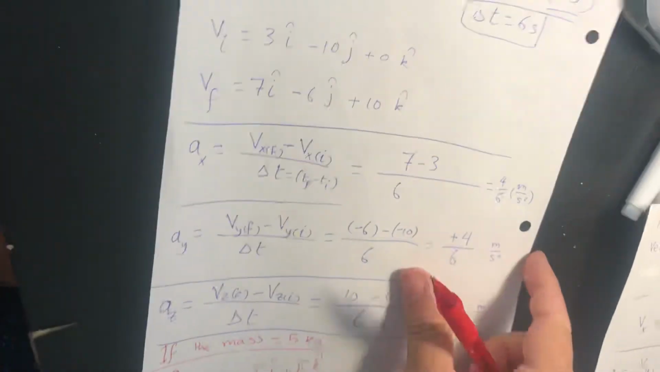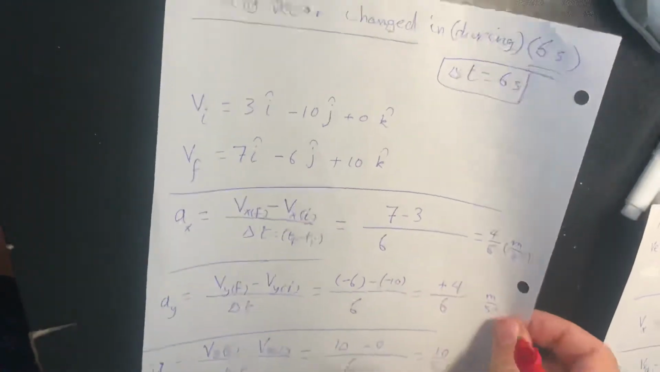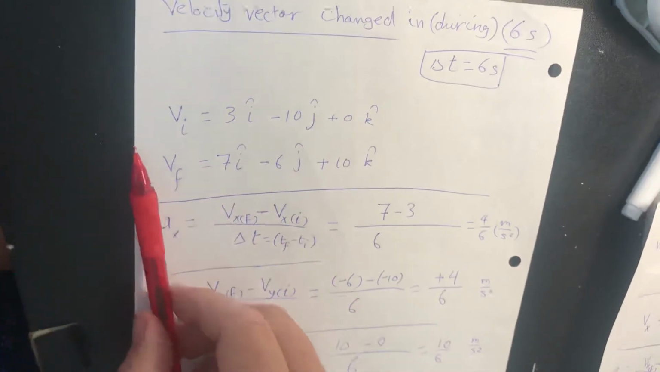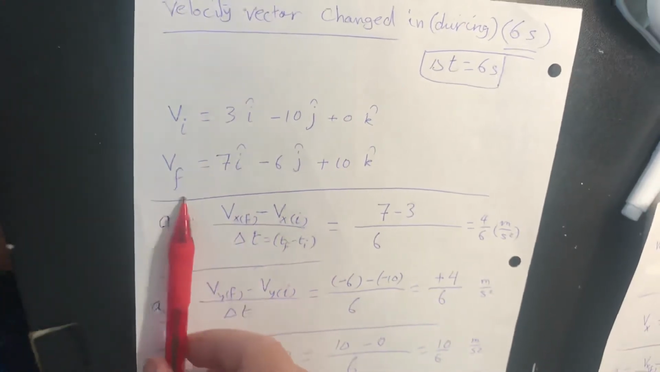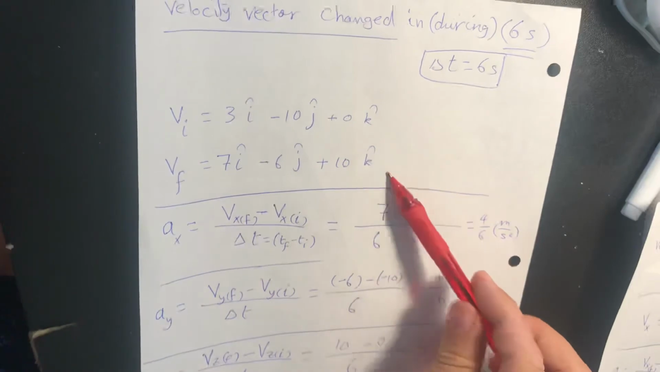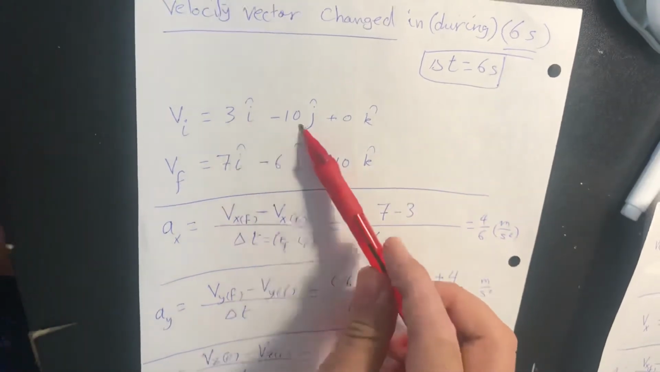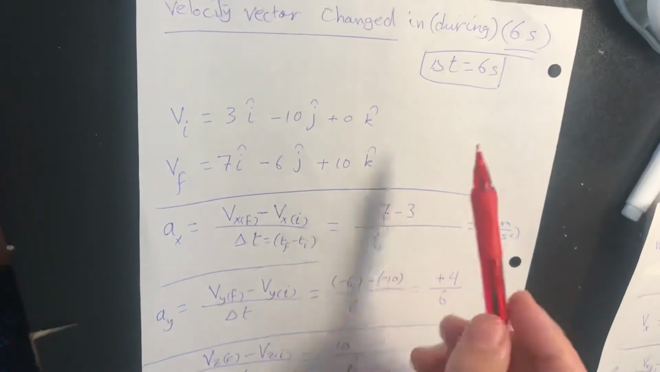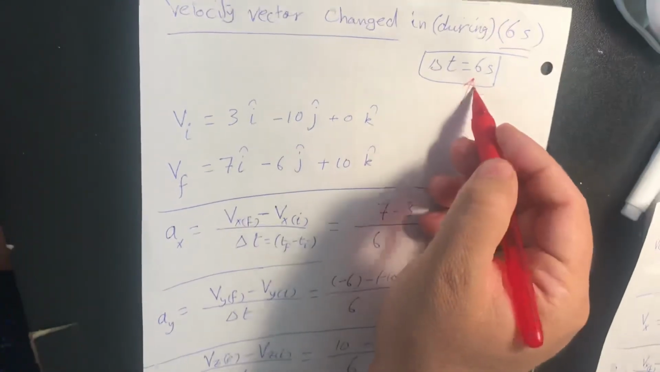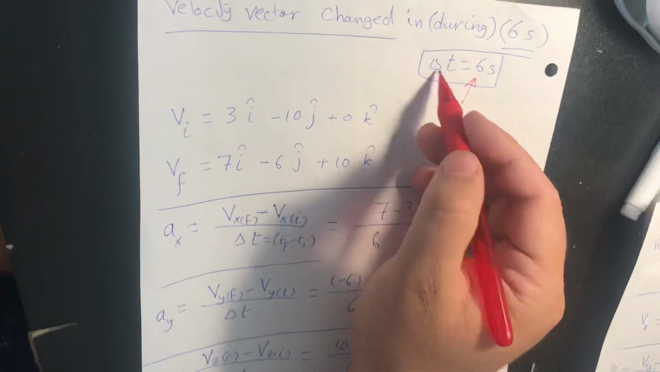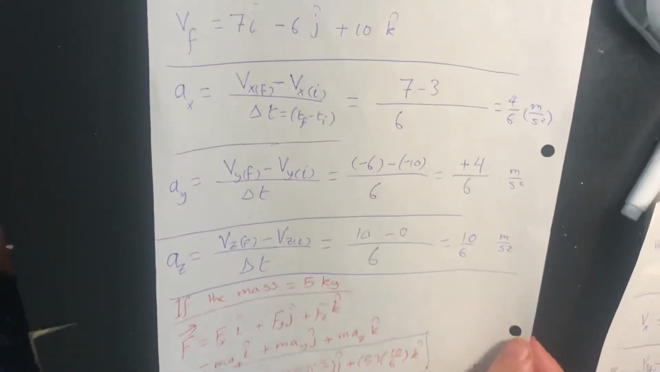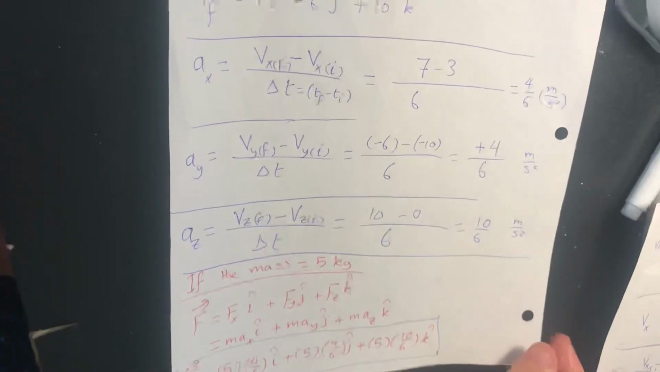For example, if we have two velocity vectors, initial velocity and final velocity. This is the initial and this is the final. This is Vx, Vy, Vz initially, Vx, Vy, Vz finally. And we have time period delta t, which is t final minus t initial, which is 6 seconds. Now we need to compute the acceleration in each direction.